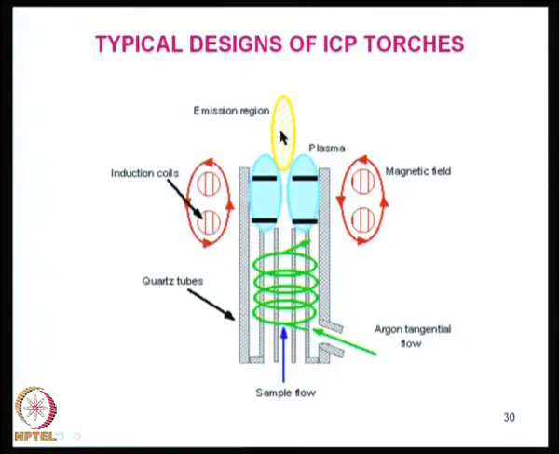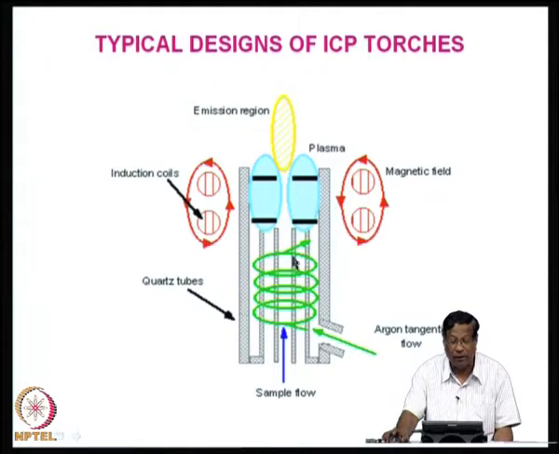So, this slide shows you the typical design of an ICP torch. This I had shown you in my last class also. The outer one is the first coil and concentric coil, and the next outer is the second coil, and the inner one is the place where the sample will flow from the bottom.